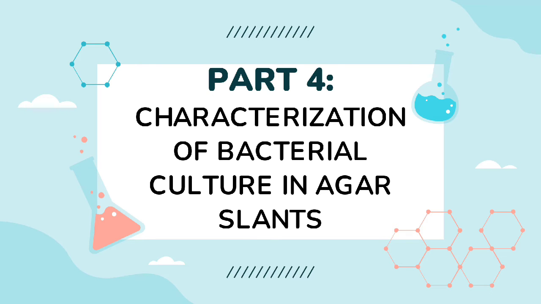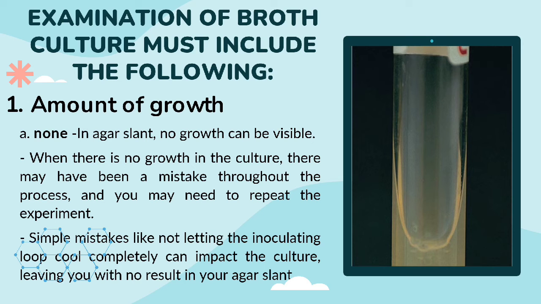Part 4. Characterization of bacterial culture in agar slant. Examination of broth culture must include the following. Number 1. Amount of growth. None. In an agar slant, no growth can be visible. When there is no growth in the culture, there may have been a mistake throughout the process and you may need to repeat the experiment.